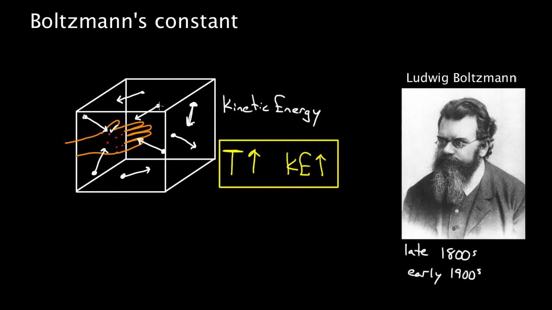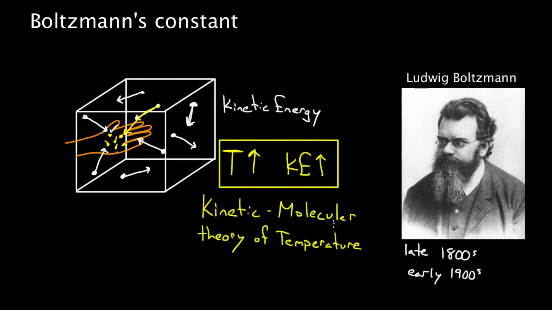That's why it hurts when they impact on your skin, because they're transferring kinetic energy to the molecules in your hand. And when your hand absorbs too much energy, these molecules move around, your skin starts to get damaged, you can get burned. So this is often referred to as the kinetic molecular explanation of temperature. And the details of this theory were one of Ludwig Boltzmann's biggest contributions to science. But what does any of this have to do with Boltzmann's constant?